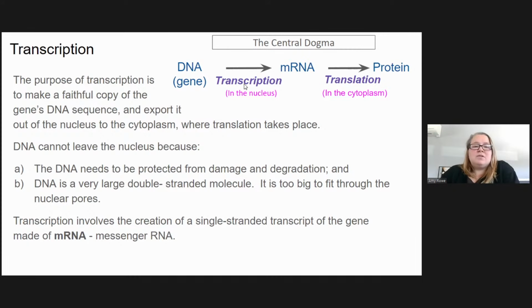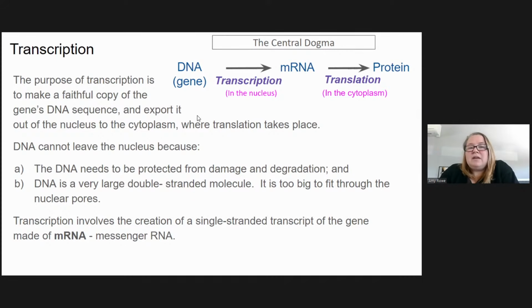The purpose of transcription is to make a faithful copy of the gene's DNA sequence and then to export it out of the nucleus into the cytoplasm, which is where translation takes place. So translation takes place in the cytoplasm, transcription takes place in the nucleus. The reason this is important is that the DNA cannot leave the nucleus. The DNA is stored in the nucleus so that it is protected from damage and degradation, and also it's very, very large. Because it is stored in the nucleus, it's unable to fit through the nuclear pore to travel to the cytoplasm. However, the cytoplasm is where translation occurs.